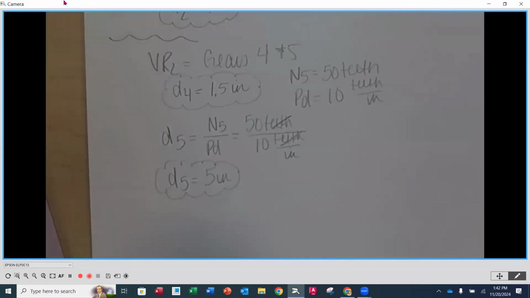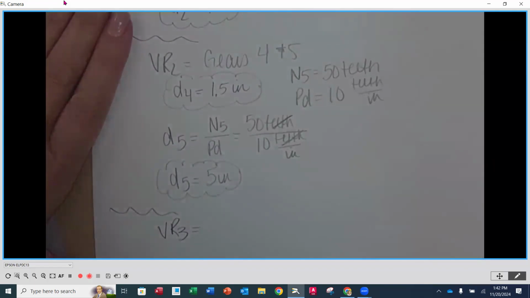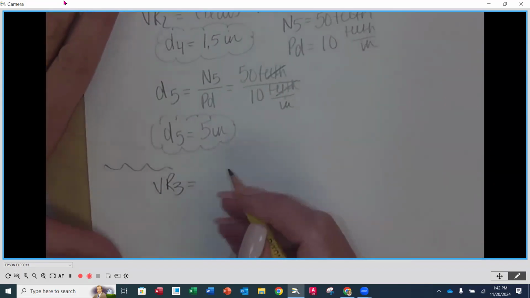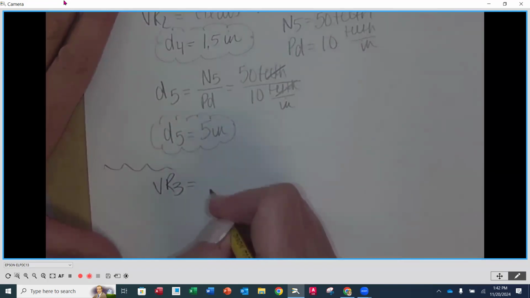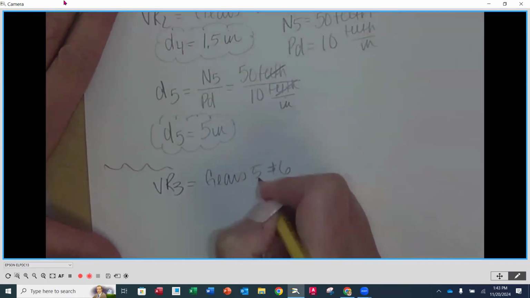You should get 5 inches for the pitch diameter of 5. Everybody get that? We have another velocity ratio, number 3. That is going to be between 5 and 6. Remember, we have another velocity ratio, and 5 is going to be included in it. So this is going to be gears 5 and 6.